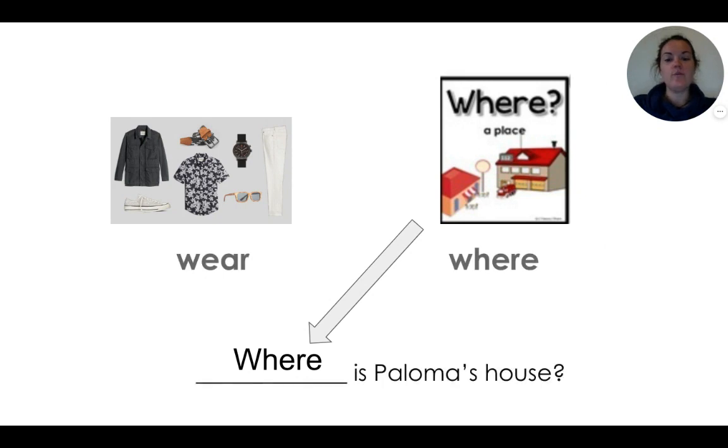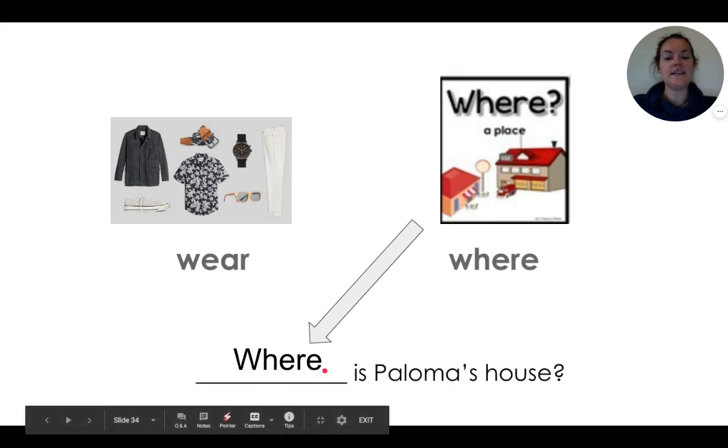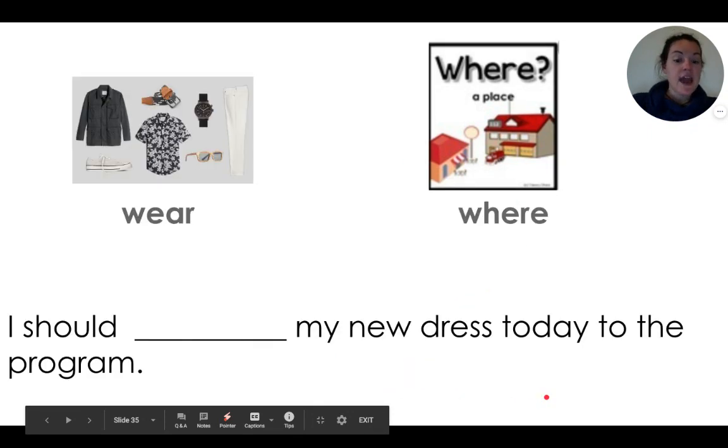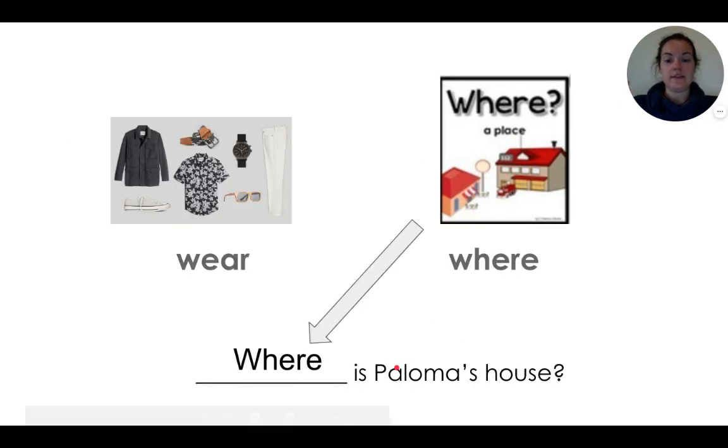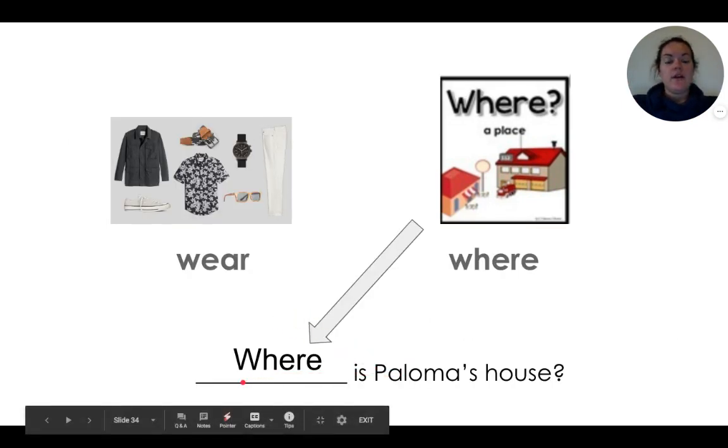If you wrote where as in a place, you are correct, because this is asking where a person's house is. And remember, this where is a place, whereas this where is clothing.